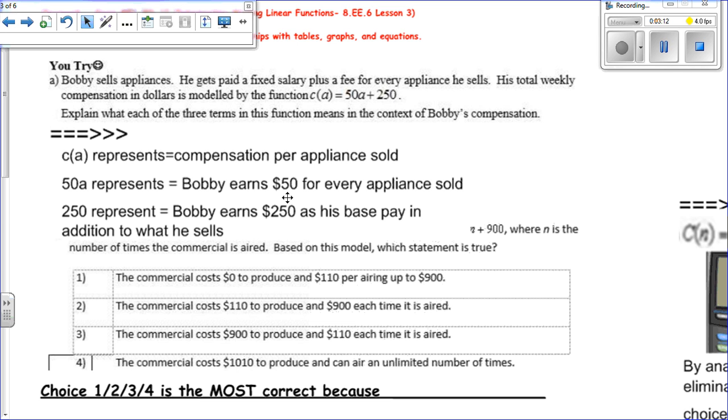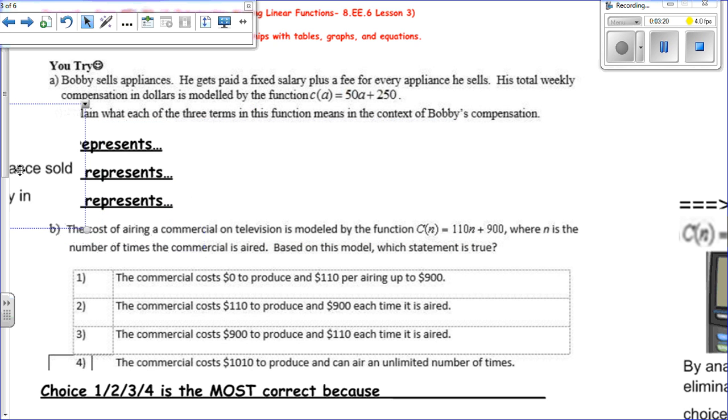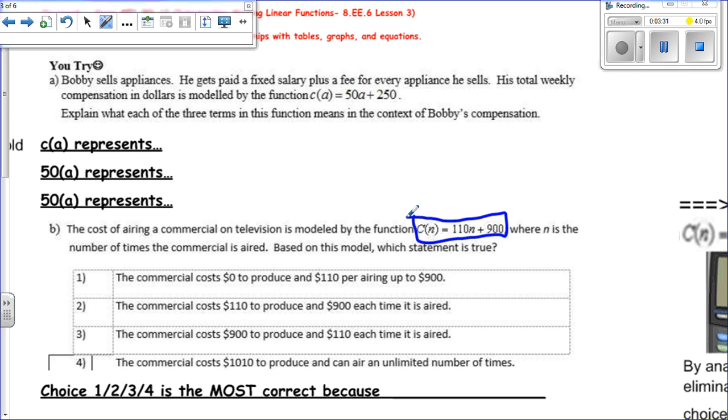In my next question, it says, I have a function. N is representing the number of times a commercial comes on the air, and C represents the cost of airing said commercials. Which one of these statements is true?